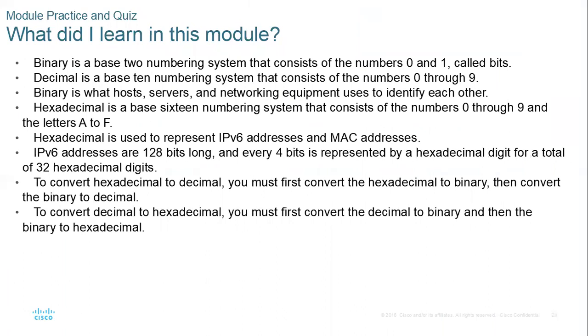0, 1, 2, 3, 4, 5, up to 9. So this is 10. 0 to 9 is 10 items. A to F is 6 items. A, B, C, D, E, F. So 10 plus 6, you get 16. That's why it's called 16 numbering system. So we talk about binary, decimal, then hexadecimal. That is base 2, base 10, base 16, right?